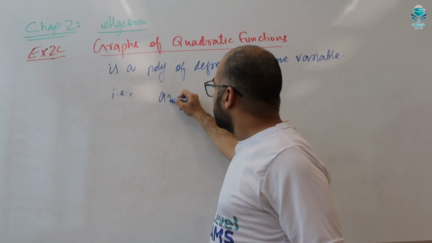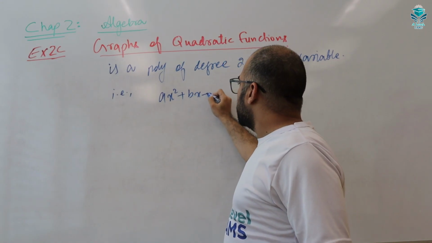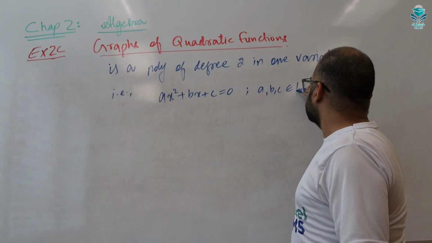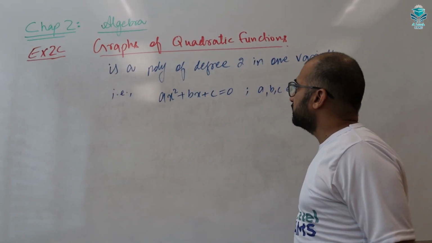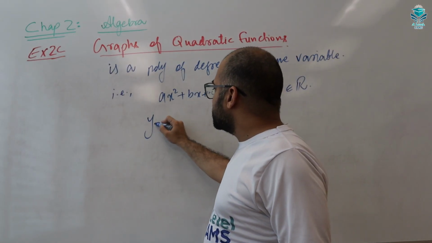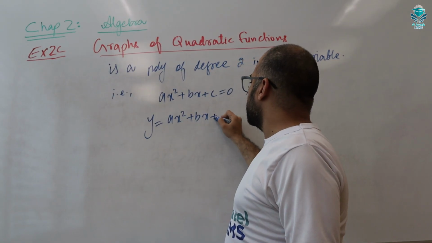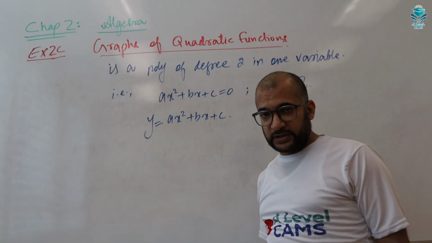So you can write ax² + bx + c = 0, where a, b and c are any real numbers. So if I write a quadratic function, I can write it as y = ax² + bx + c. This is a quadratic function.